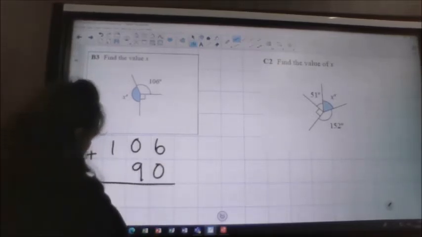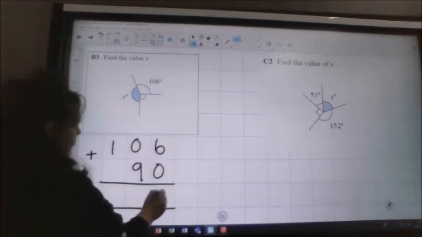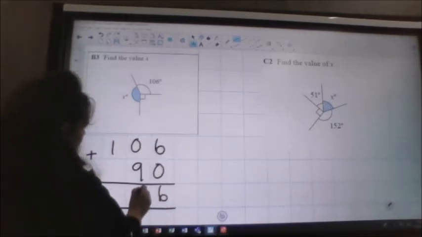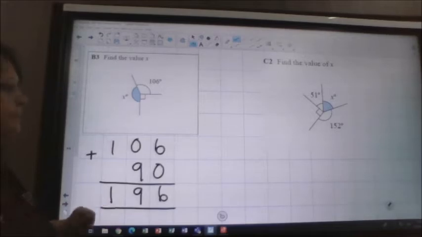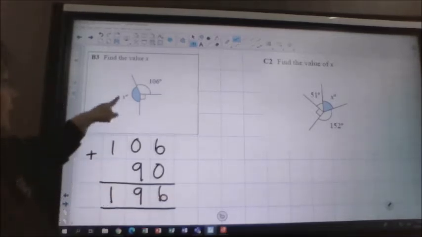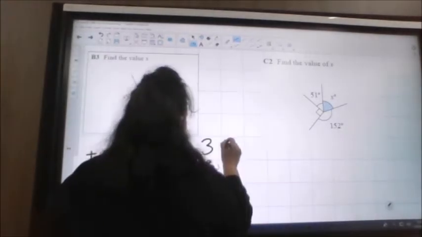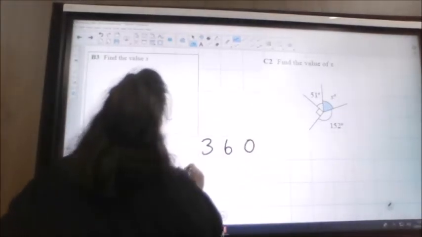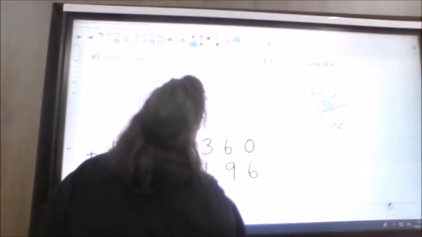Then we know how many we've got, or what the angle is we've got already. So 6, 9, 196. Okay. Nice and easy. Then we're going to take that away from 360, and then we know what X is. So 360 take away 196.